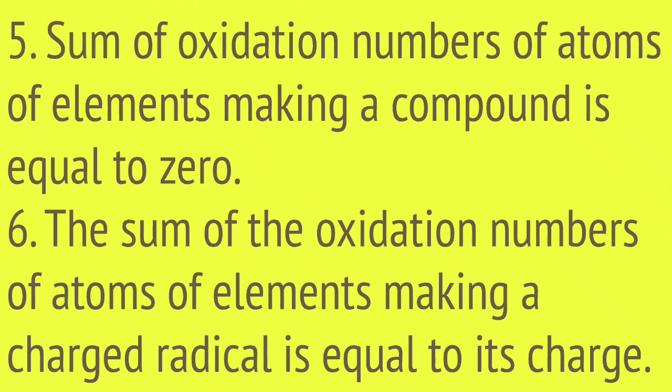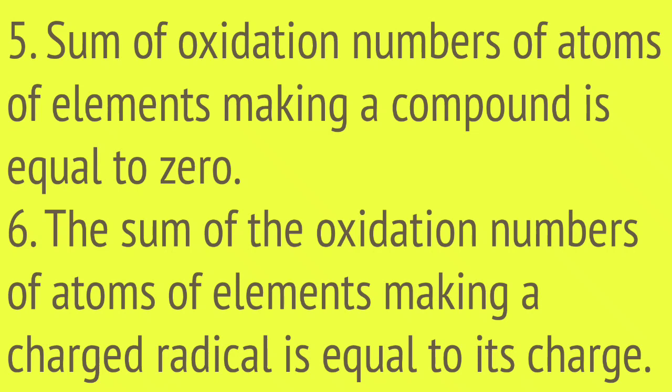Rule number 5. The sum of oxidation numbers of atoms of elements making a compound is always equal to 0. For example, if you have a compound like magnesium oxide, the sum of all the oxidation numbers in magnesium and oxygen should be equal to 0.